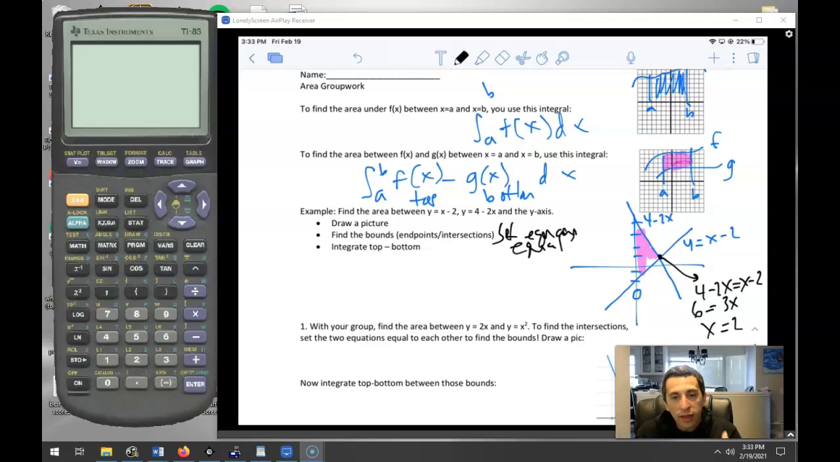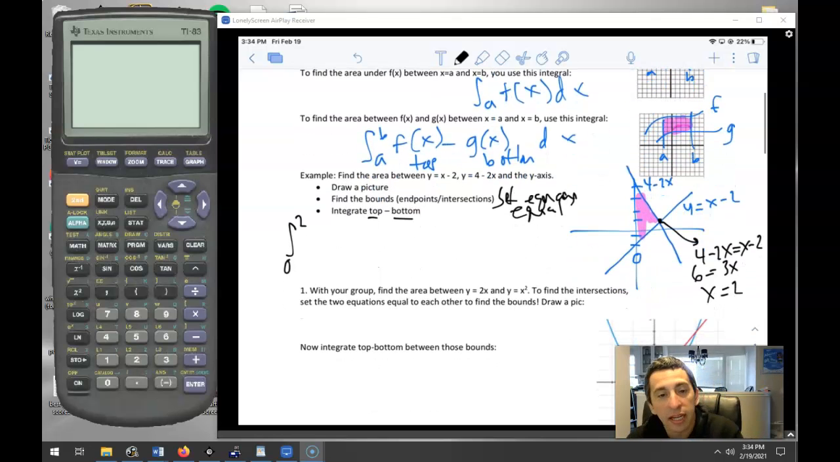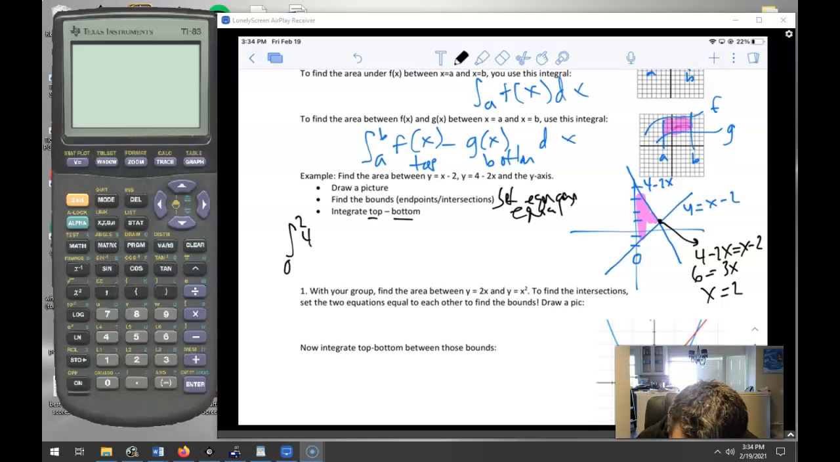Great. So what that means then is when we're finding this area, once we've found the bound, so we're starting at 0 going over to 2, we're going to do the integral from 0 to 2 of the top function minus the bottom function. And because I graphed those each individually, we can see the top function there is 4 minus 2x. So that's 4 minus 2x. And then I'm subtracting the other function, which is x minus 2. Okay, and that's the integral that you would use to go ahead and find this area.